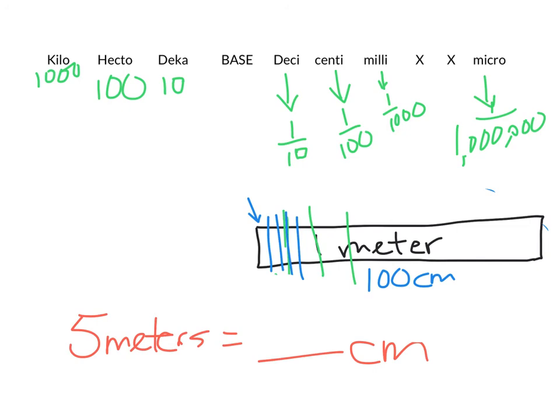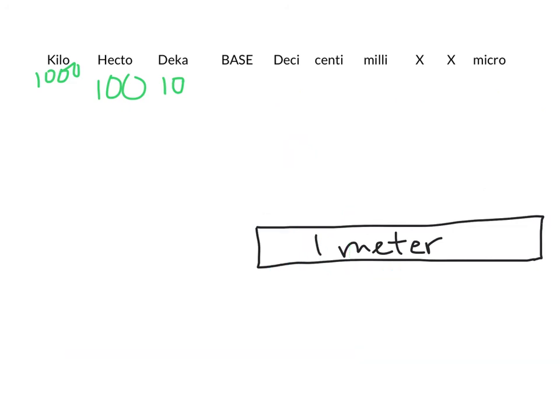So the reason why I showed you all this is so that you guys can see that really conversions within the metric system are simply going to involve a movement of a decimal. And so let me pull this up here and get rid of all these values real quickly just to get these out of the way.